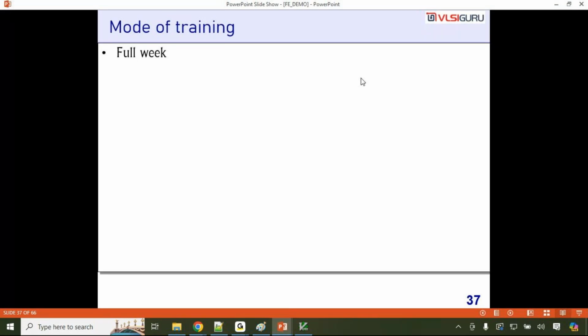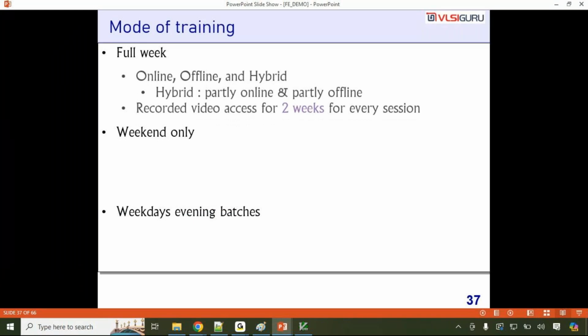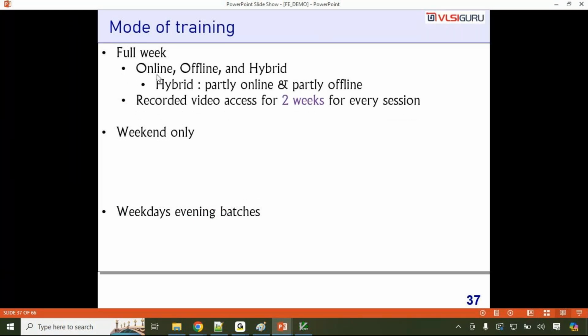we have full week training as well as weekends only and weekday evening batches, but currently we have not been offering those because we need minimum enrollments for these batches. Talking about full week, you can attend online, you can attend offline, you can even attend hybrid model. Hybrid means partly online, partly offline.